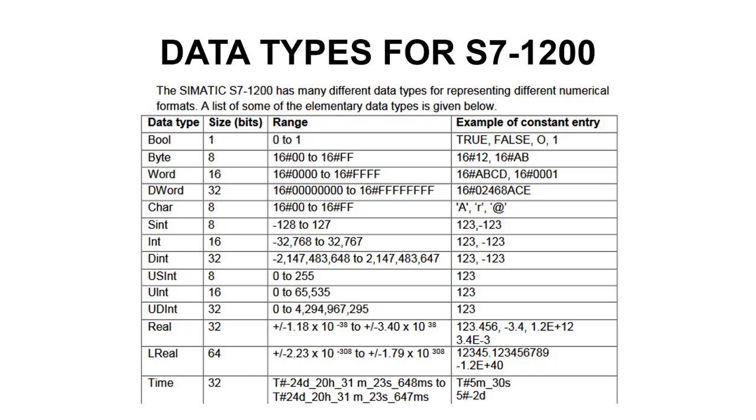In the laboratory, you will deal with the bool type, byte, word, and dword type. There are of course other data types available, but in the laboratory we will use the first four data types shown in the table. The first one is the bool data type. That's just a 1-bit data type, and its range is from 0 to 1. It's a binary signal.